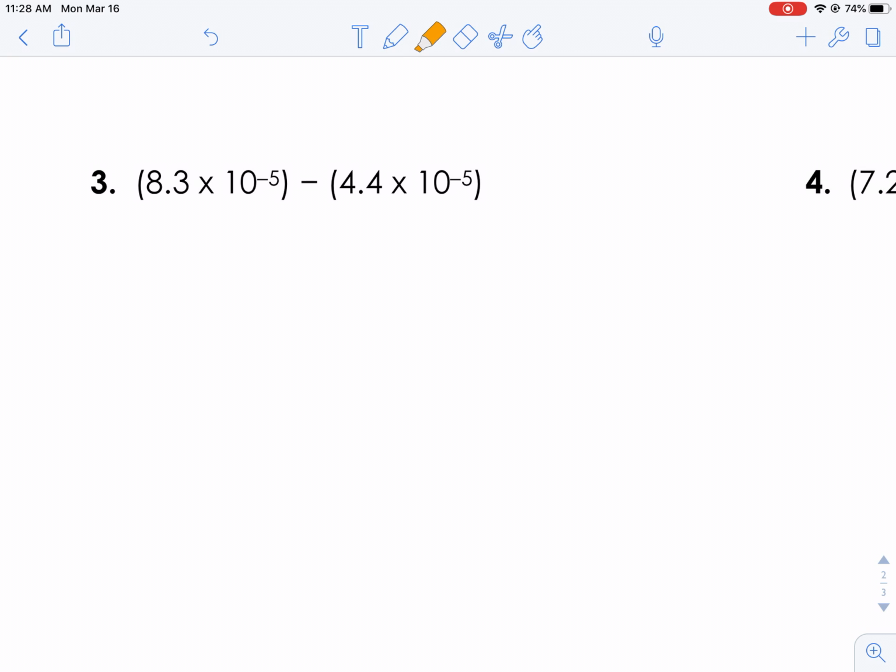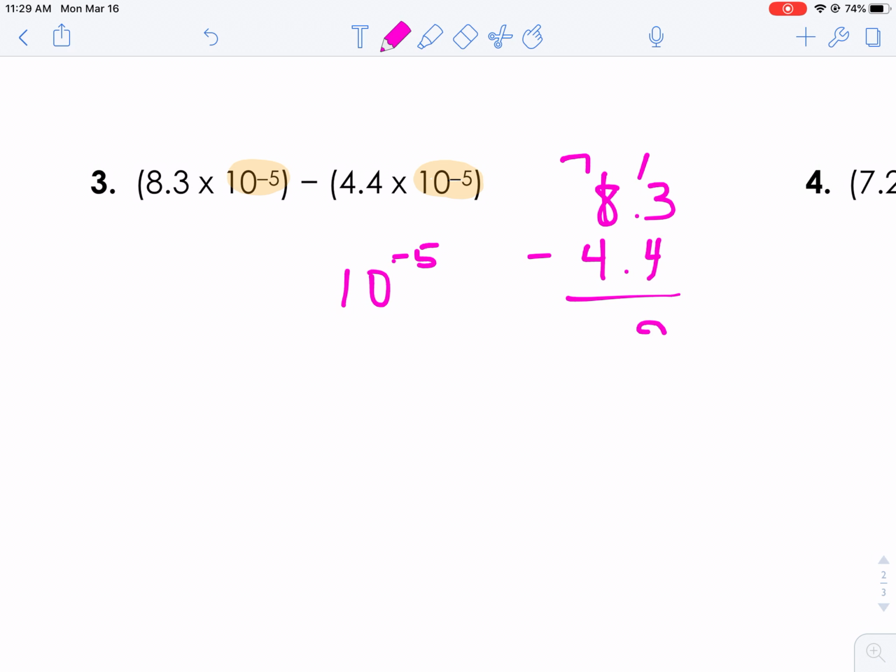Number 3, we're started off well. We have the same power of 10, so 10 to the negative 5th and 10 to the negative 5th. So we know that we'll have 10 to the negative 5th there. And we just need to subtract. So 8.3 minus 4.4. We're going to borrow. Okay, that'll give us 9 and a 3. The decimal comes straight down. So we have 3.9 times 10 to the negative 5th.